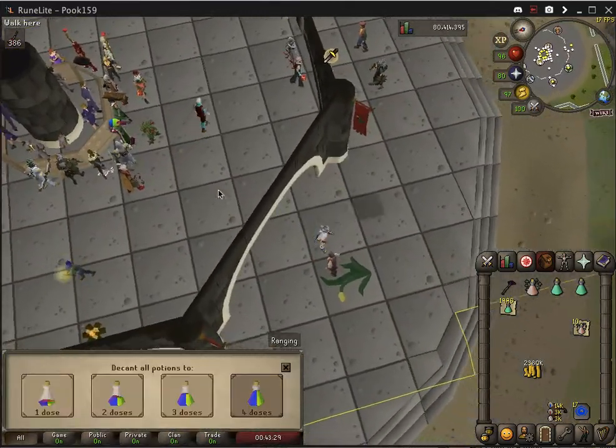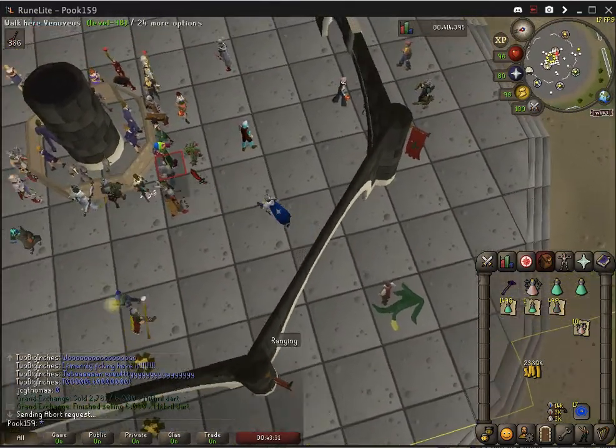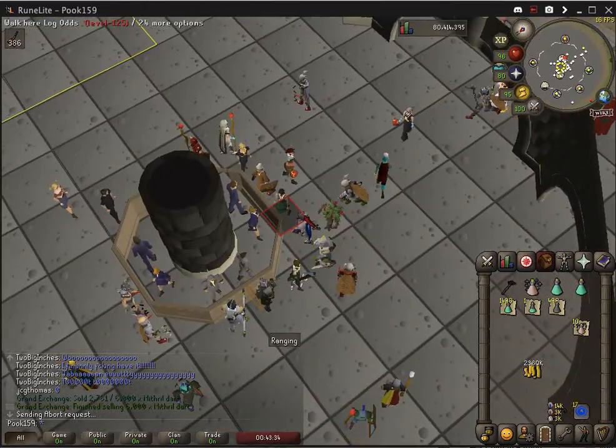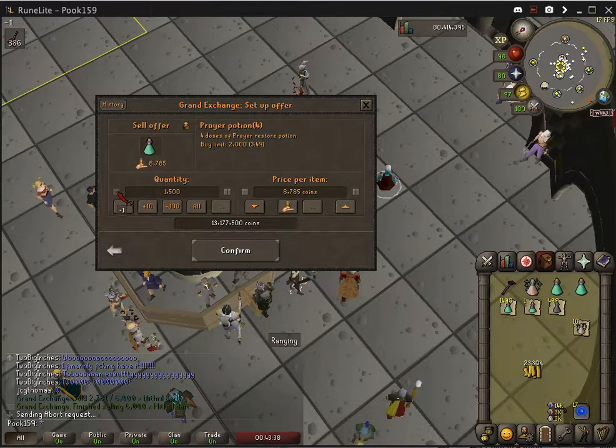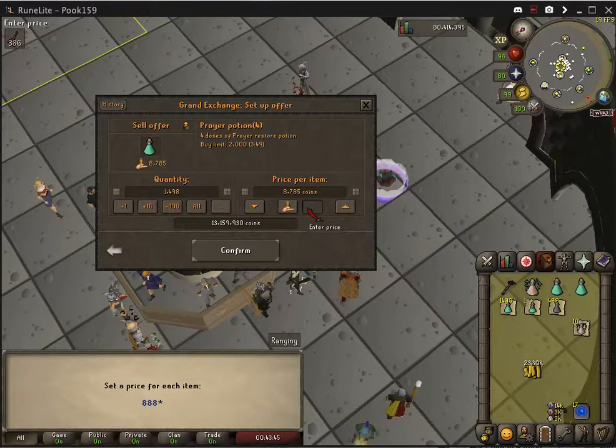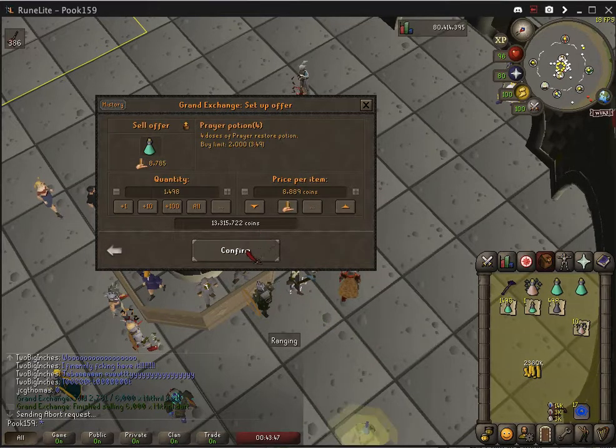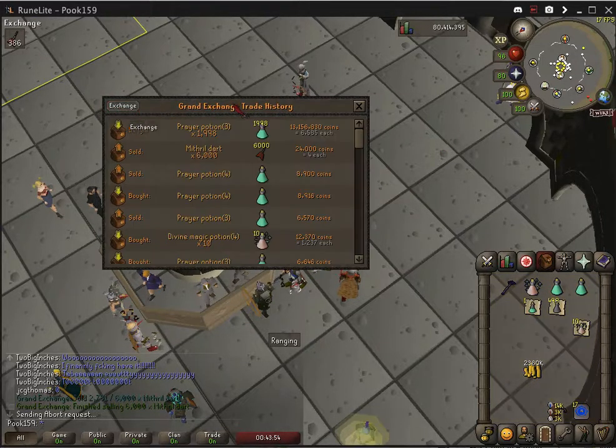So let's decant. Simple. Let's do that. 4-dose. I have buttons on my mouse. So let's sell it, minus 2 because I want my other 2. Anyways, what did I say I was selling it for? 8889, I think. So I'm going to sell it for that, and it should go through right away. The 13,315. So what did I buy it for? 13. See, the math was completely wrong for some reason, but it does that, and either way, you're going to profit.